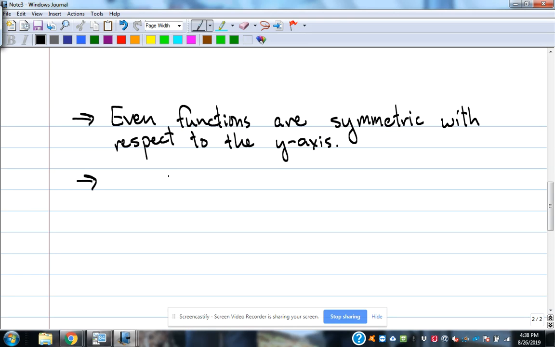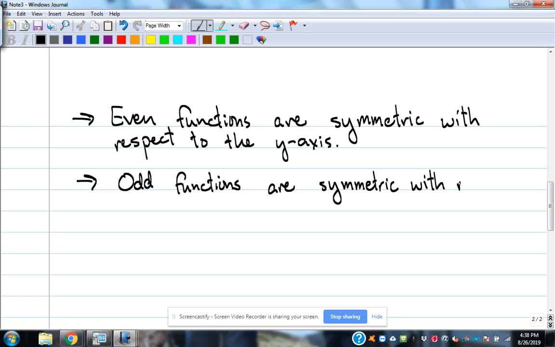Odd functions are symmetric with respect to the origin.